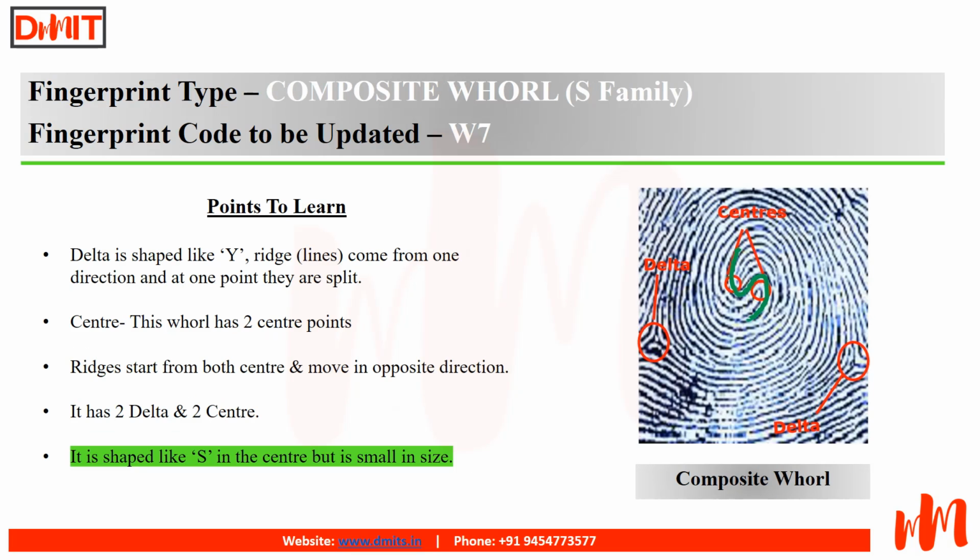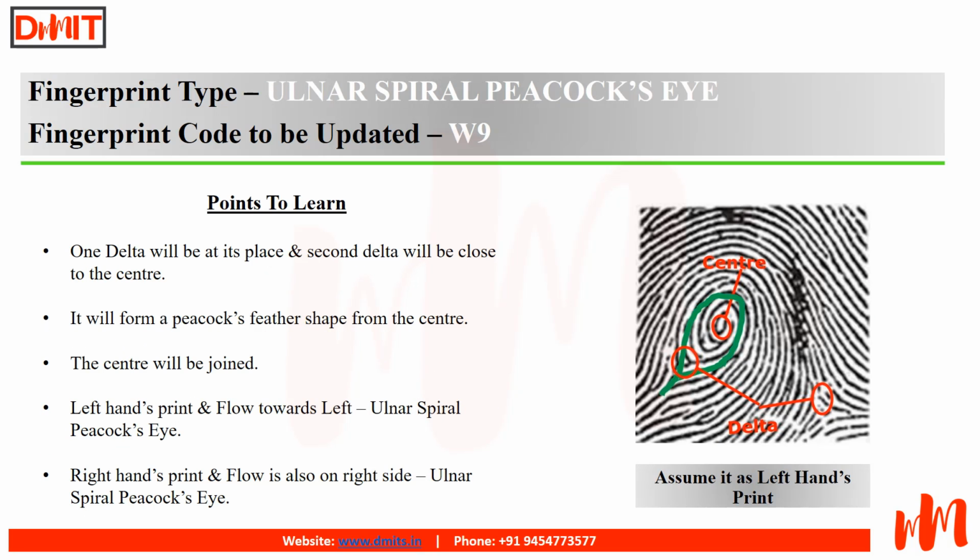Peacock's eye is that in this case, that is ulnar spiral peacock's eye, the center will be joined. You can see it in the image, right? In this case, if it is a left hand print and the flow is also towards the left, it will be termed as ulnar spiral peacock's eye. Similarly, if it is a right hand print and flow is also on the right side, it will be termed again as ulnar spiral peacock's eye. However, the image that we have used in this particular slide is a left hand fingerprint. So this was all about ulnar spiral peacock's eye. The fingerprint code to be updated over here is W9.